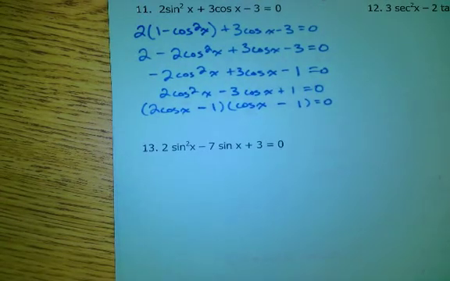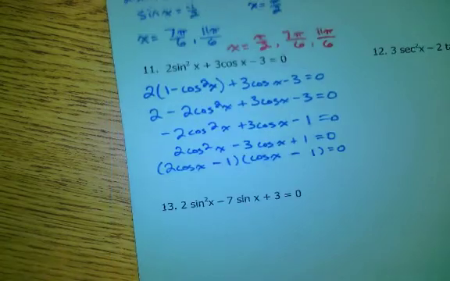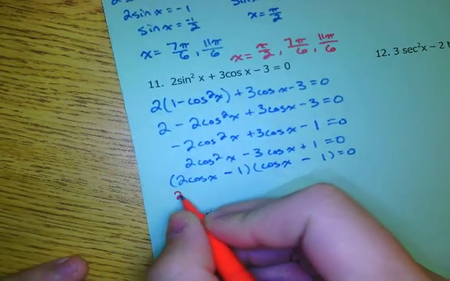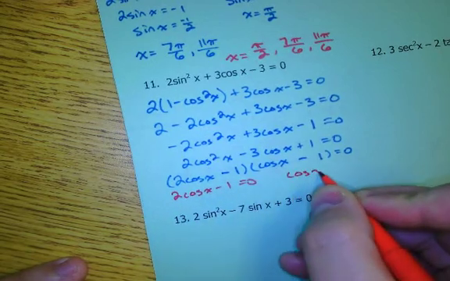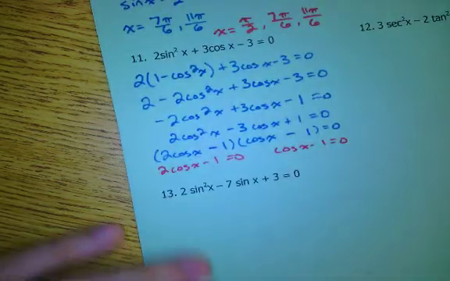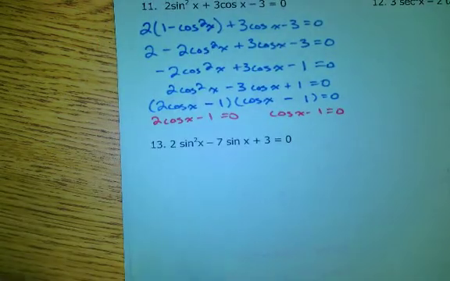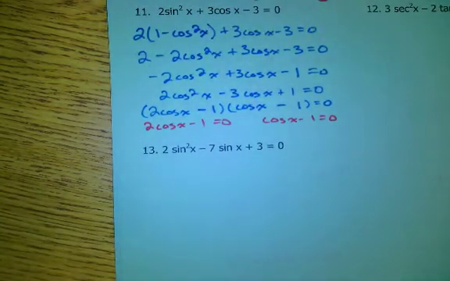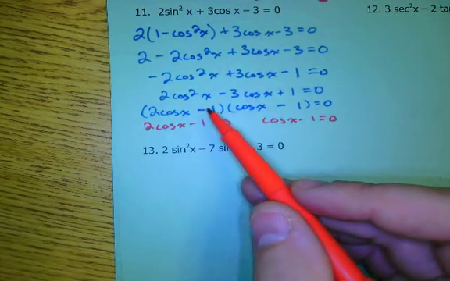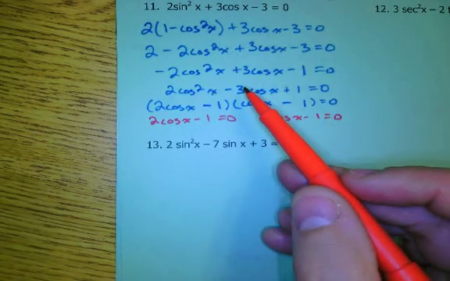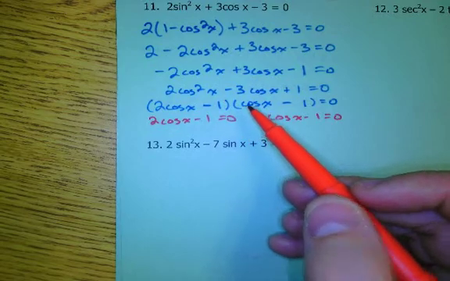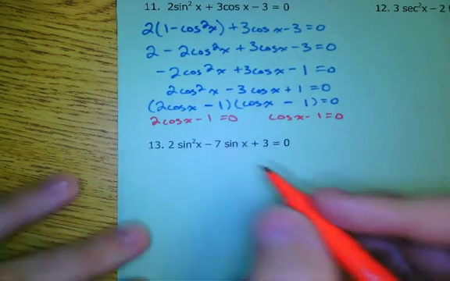Okay? So I need this to be 2 cosine of x minus 1 equals 0, and then cosine of x minus 1 equals 0. When I factor it, the 3 goes away, because when you expand these, you're going to get 2 times -1, which is -2, minus 1. Okay, can I just real quickly say that this is cosine of x equals 1/2?